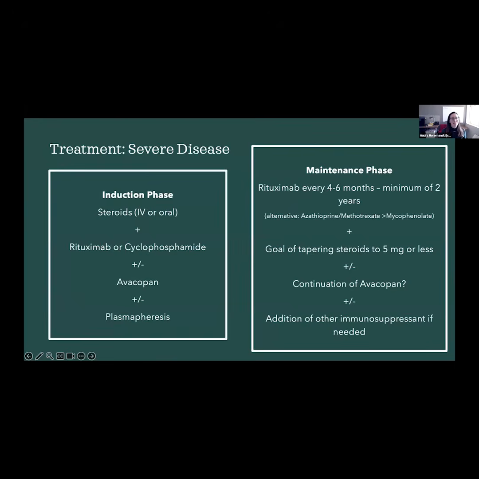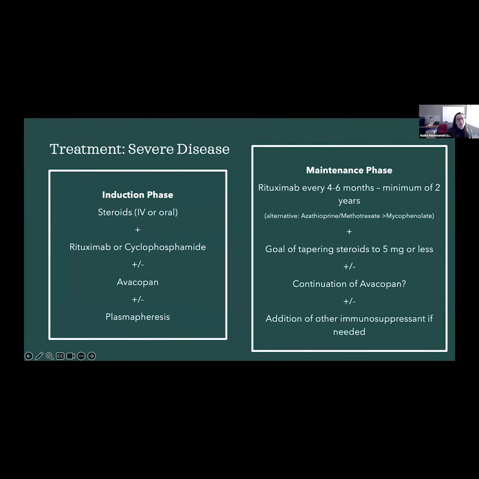And I always tell patients it's a minimum of 2 years because some very good studies have shown that if we stop it sooner than 2 years, there's a higher risk of relapse. After 2 years, it's really a discussion between me and the patient as to decide if we continue the rituximab, and that depends on how things have gone over the past 2 years, versus if we stop treatment altogether or we de-escalate to an alternative, less immunosuppressive medication.